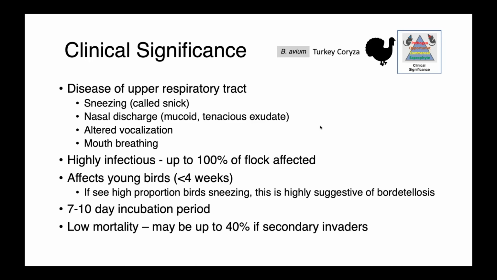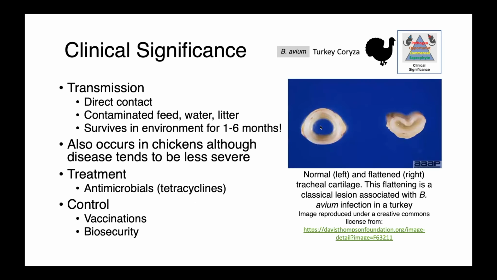So Bordetella avium infections on their own are not generally lethal, but if we have other secondary bacterial infections, we can see higher mortality rates. Transmission is generally via direct contact. We can also see it surviving in the environment and spread through contaminated feed, water, or litter. While I said previously that Bordetella are not typically environmental organisms, this can survive for kind of 1 to 6 months. This is an organism that also causes infections in chickens, although they tend to be less severe than what's seen in turkeys.